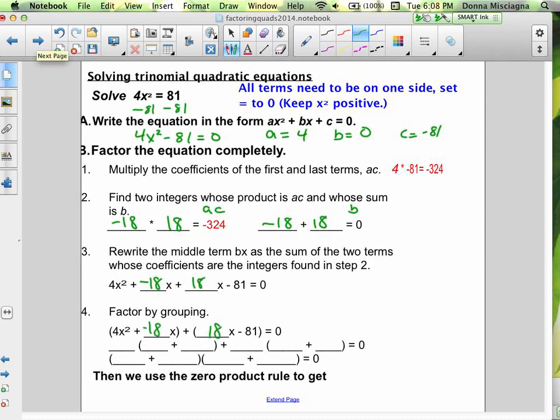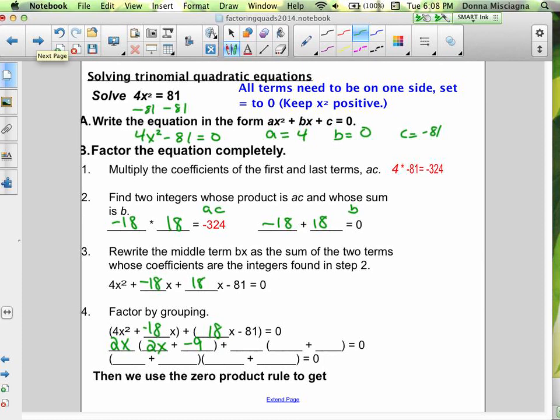All right, and we pull out our greatest common factor. So 4 and 18 are both divisible by 2. Do not pull out the 4. 18 is not evenly divisible by 4, and they both have an x. So our greatest common factor is 2x. 4x squared divided by 2x is 2x. Negative 18x divided by 2x is going to be negative 9.